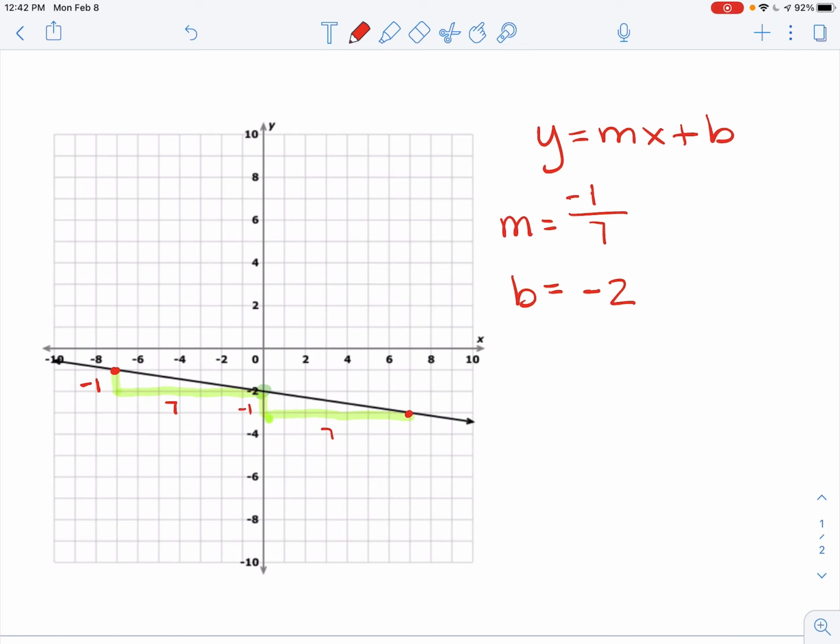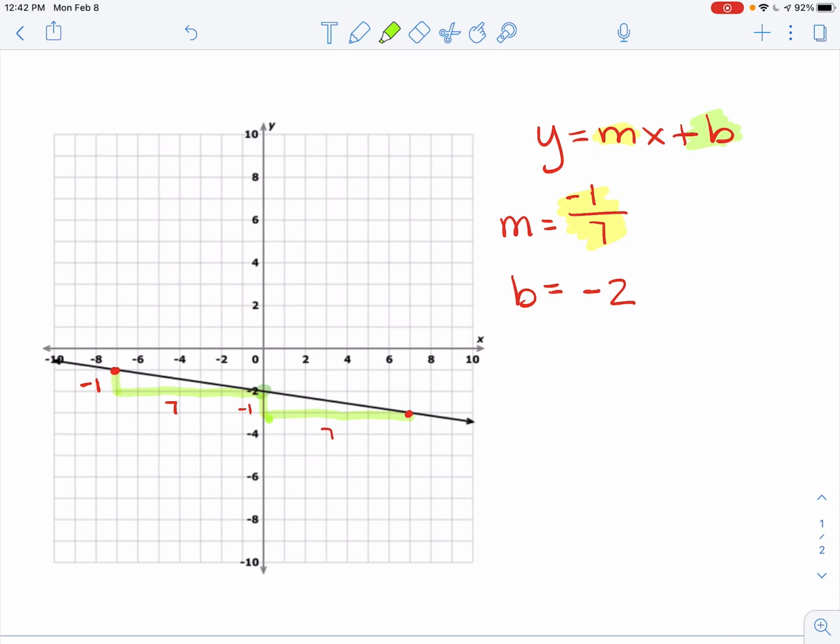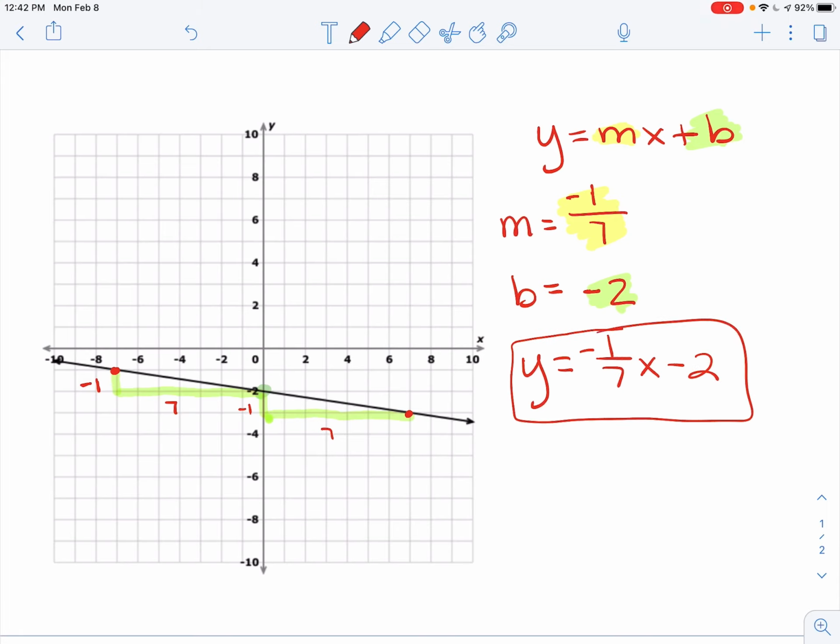So now I'm going to take these two pieces and substitute in. For m, I'm going to use the -1/7. And then for the b, I'm going to substitute in my -2. So my equation will say y equals -1/7 x. Plus, whoops, not plus because it's -2. We're going to say -2. All right, we have one more example to look at.